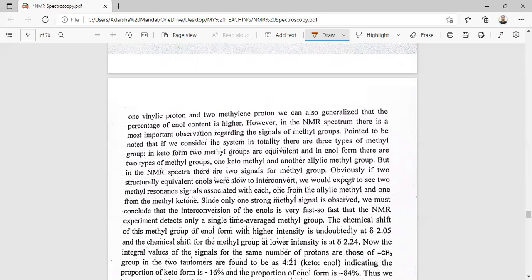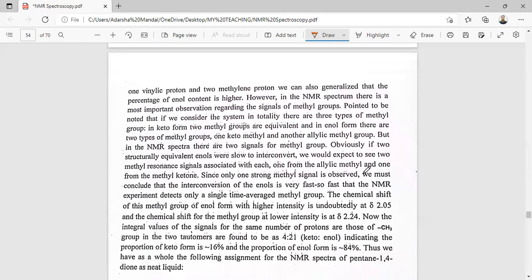Obviously, if the two structurally equivalent enols are slowly interconverted, we should expect to see two methyl resonances associated with each other: one from the allylic methyl and one from the methyl ketone. Since only one strong methyl signal is observed, we must conclude that the interconversion of the enols is very fast, so that the NMR experiment detects only a single time-averaged methyl group. The chemical shift of the methyl groups of the enol form, with higher intensity, absorbs at 2.05, and the methyl group of lower intensity at 2.4.